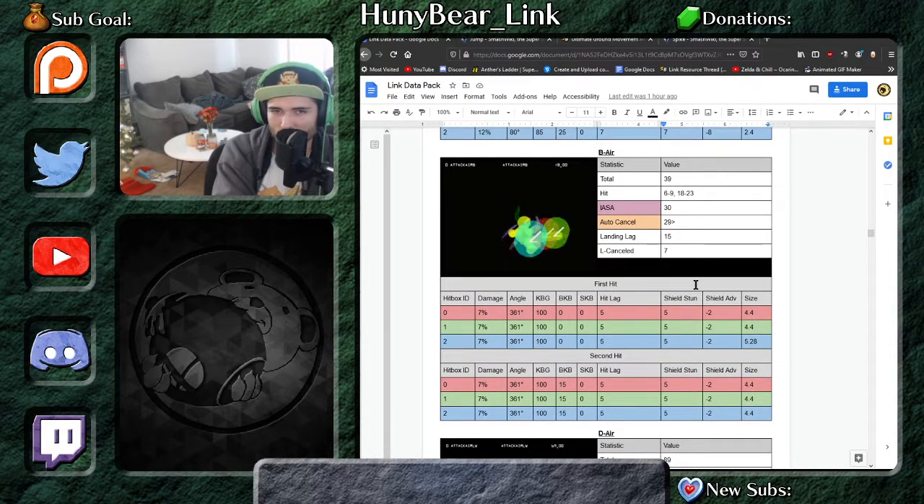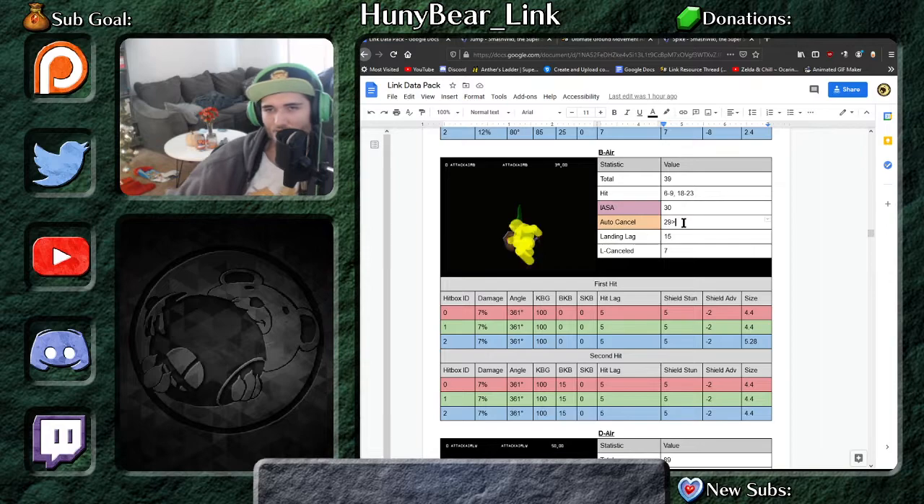Back air. Okay, back air again is a weird one. The first hit is a reverse hit. The second hit does not reverse. It's kind of weird, but whatever. It takes a total of 39 frames. It hits on frames 6 and 18. It's interruptible frame 30 and auto cancels frame 29 onwards.